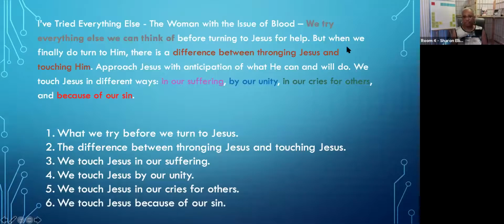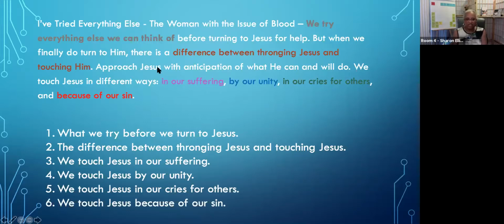So here you go. So here's my paragraph of the chapter synopsis. I just read it to you. So notice I put in different colors the different points I'm making throughout the paragraph. The first point I'm going to make is that we try everything else we can think of when we need help. See, so number 1, what we try before we turn to Jesus. The next thing I want to talk about is the difference between thronging Jesus and touching him. So there's my number 2.